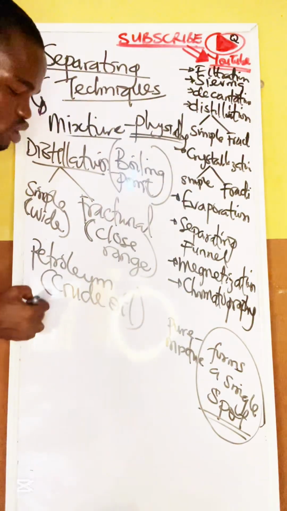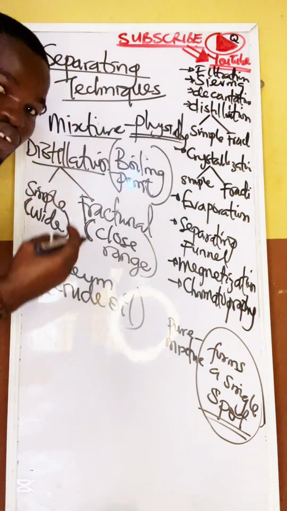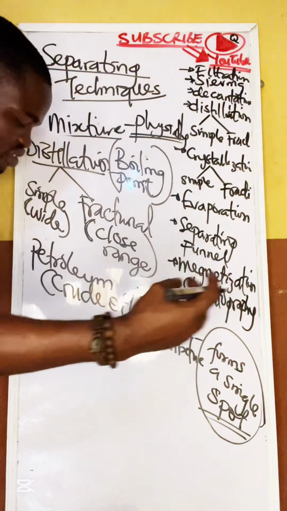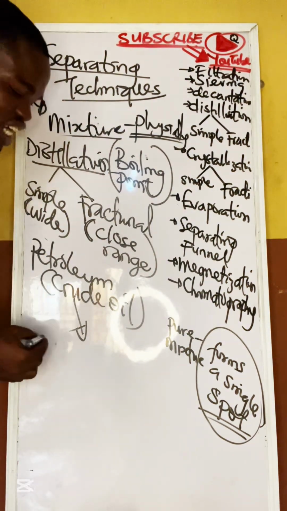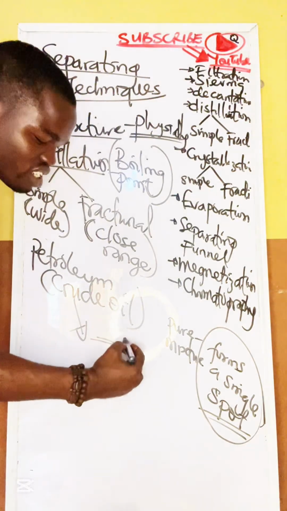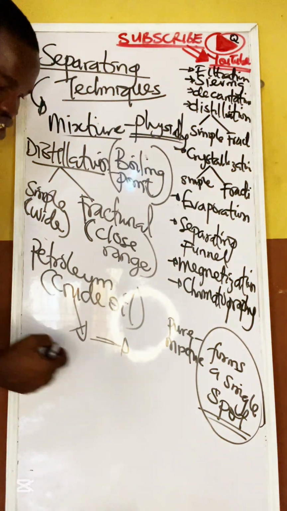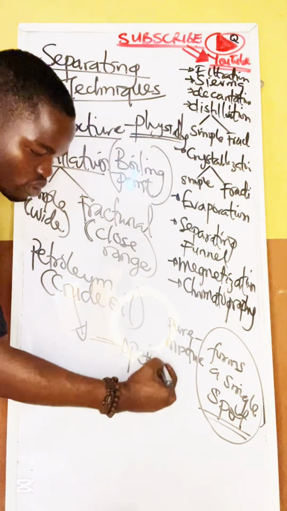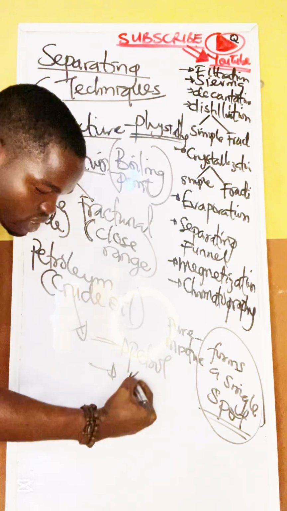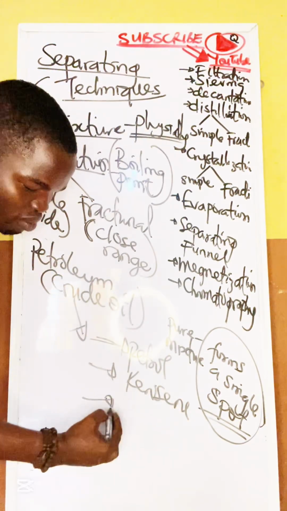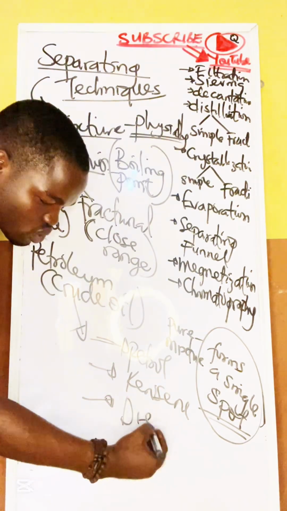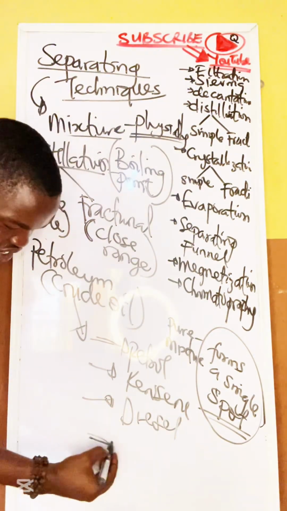So when I tell you that you are crude, it means you are unrefined. When crude oil undergoes fractional distillation, it gives out different products. Some of them are petrol. Another is kerosene. Another form of the product is diesel.